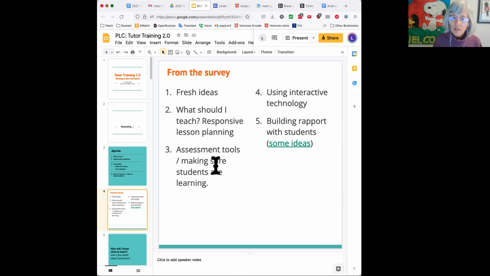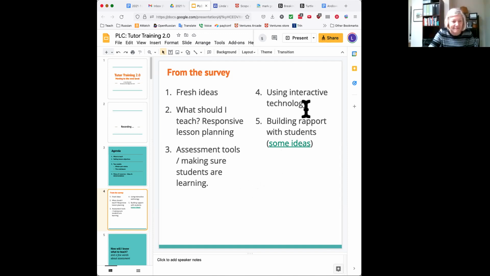There were several questions related to assessment. We're not going to spend a huge amount of time on that, but I will touch on it at several points because it's important. Welcome, Sandy. Hi. Using interactive technology. Yes, we will do a lot of that.